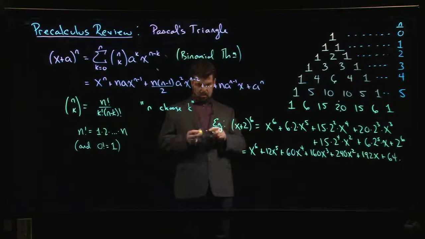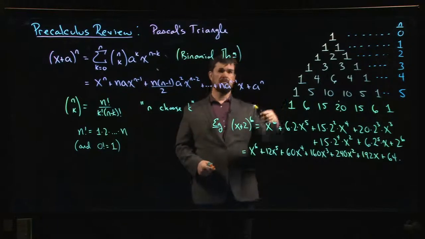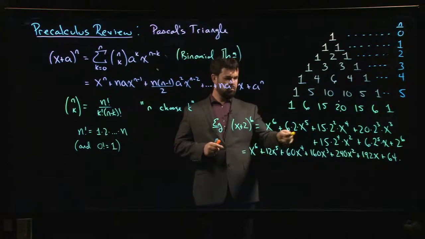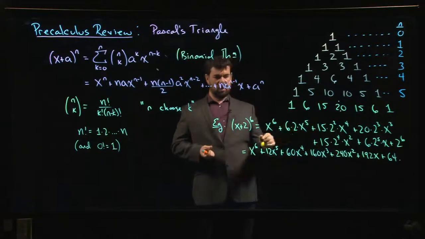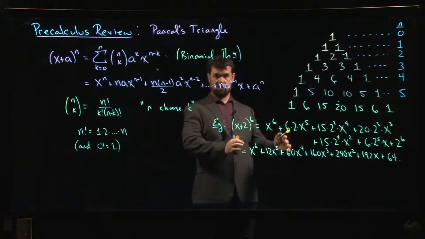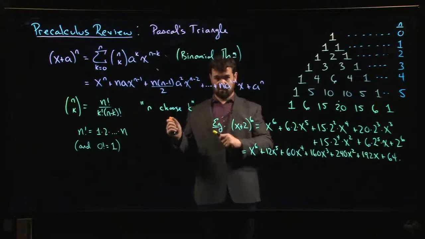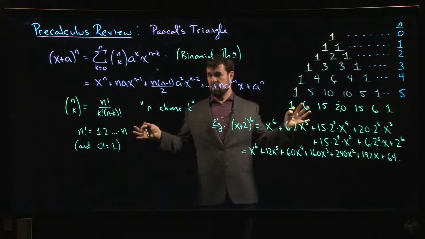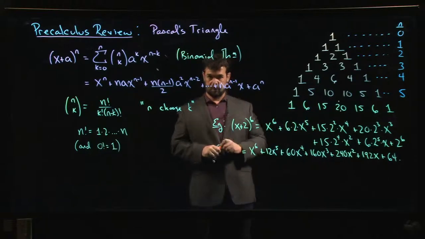All right, so, I mean, there's a bit of work involved. You gotta remember the formula, maybe remember the triangle. Bit of arithmetic here, simplifying those coefficients. But compare that to if you had to do x plus 2 times x plus 2 times x plus 2 times x plus 2 times x plus 2 times x plus 2, six factors of x plus 2, and you had to expand the whole thing out, you'd be at it for a very long time, right? There's a reason we like the binomial theorem.